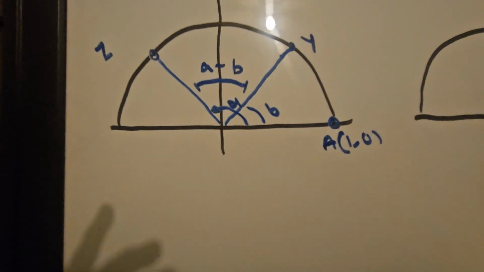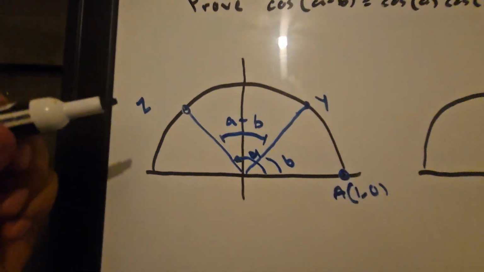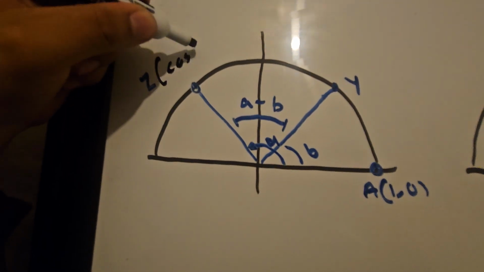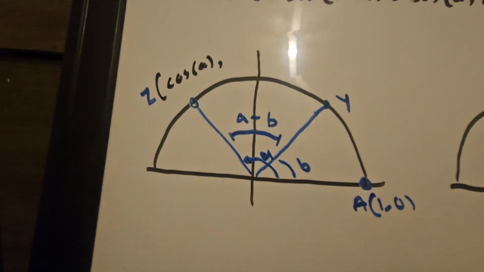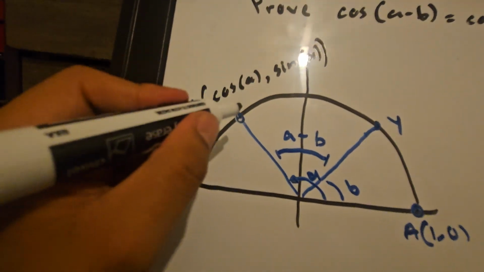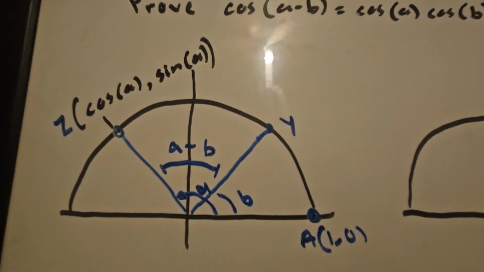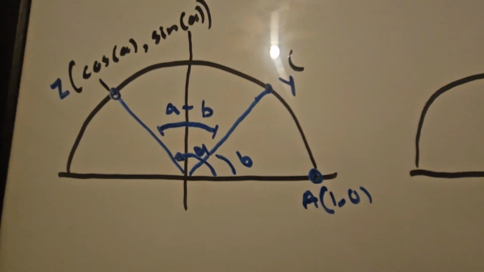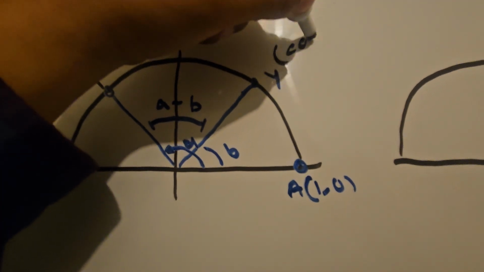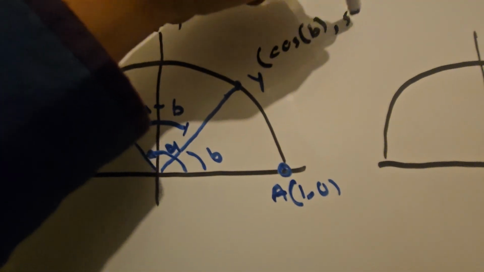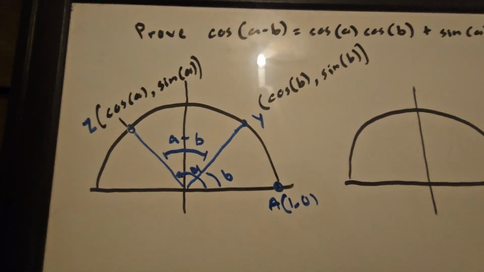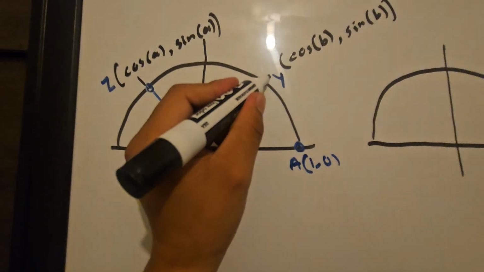Hold on a second, let me change my marker. All right, now that I have my black marker, let's name point Z's coordinates cosine of A and then sine A. Those are the coordinates for this point. Now let's do Y. What should Y be? Let's name it cos B, and then sine B.